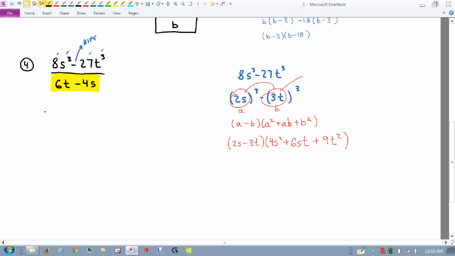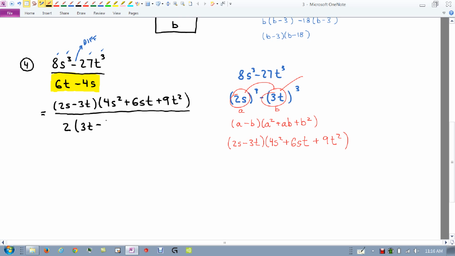So here's what we'll have. We'll have the difference of cubes up top, which gave us this, 4s squared plus 6st plus 9t squared. And then on the bottom, pull out a 2, and I'm left with 3t minus 2s. Now we're almost there. We notice here that these two look mighty close to each other. In order for us to be able to cancel them, though, we need to try and see if we can pull a negative 1 out to get them to cancel.